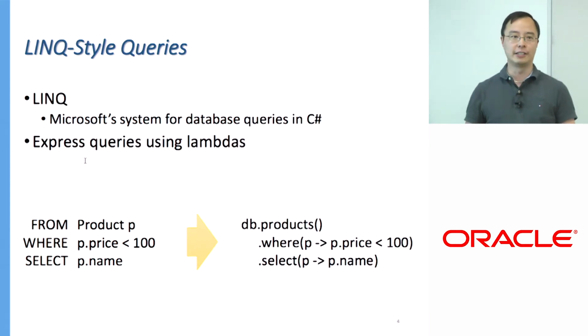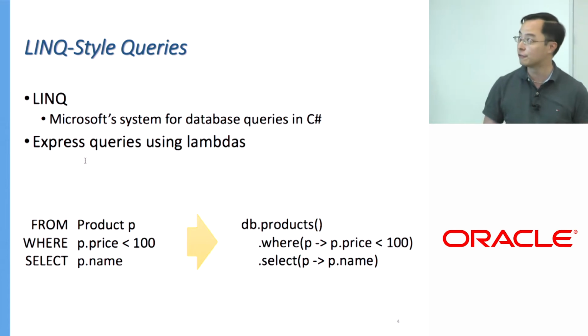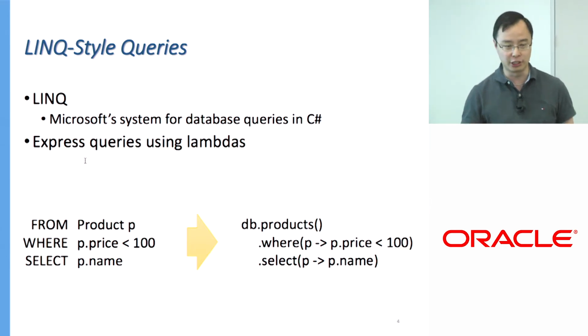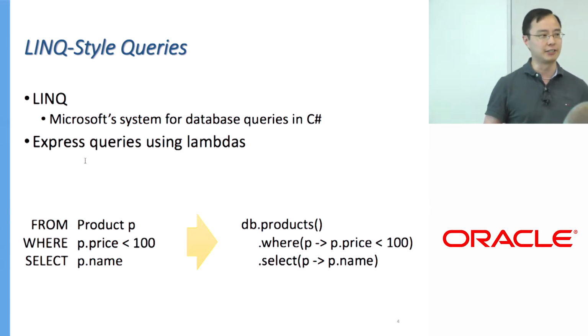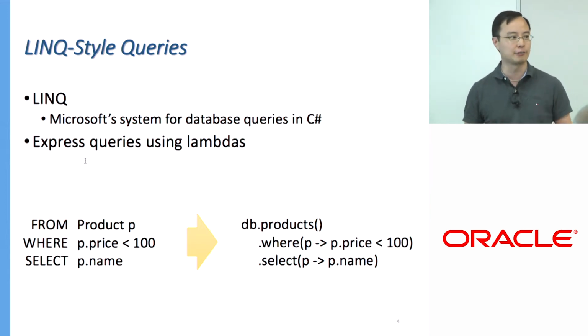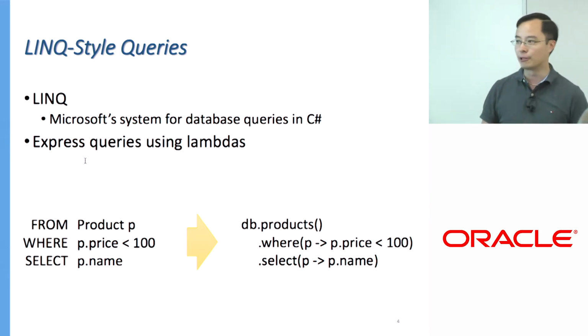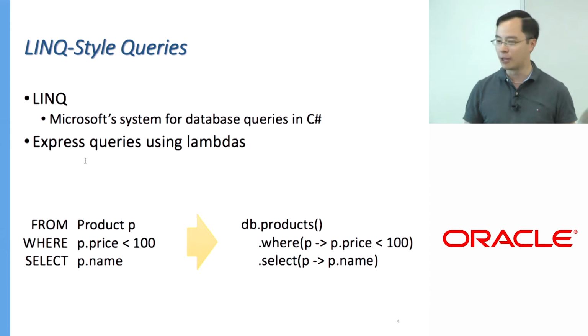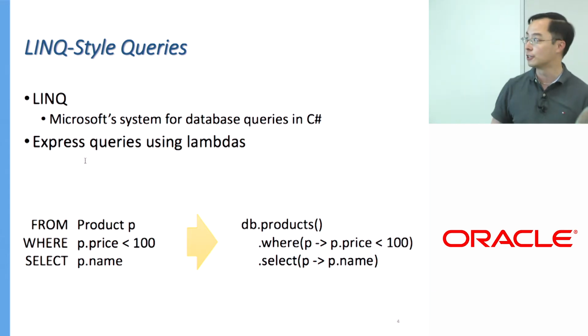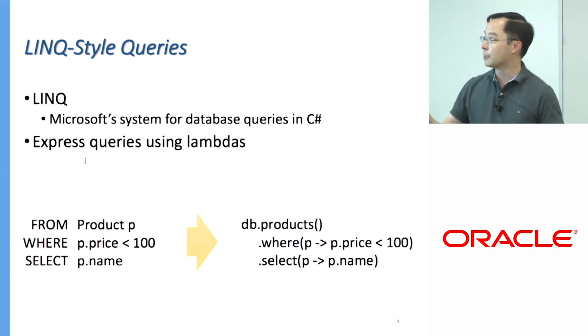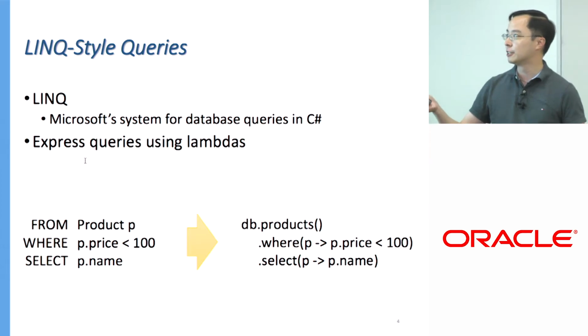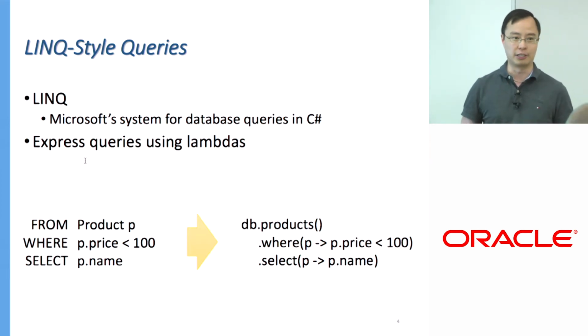LINQ is a system from Microsoft for doing database queries in C#. And people generally like this system. The way it handles corner cases is much less bad. It's more elegant, and it handles more corner cases better than the other systems. Basically, with LINQ-style queries, you express your queries using Lambda functions.